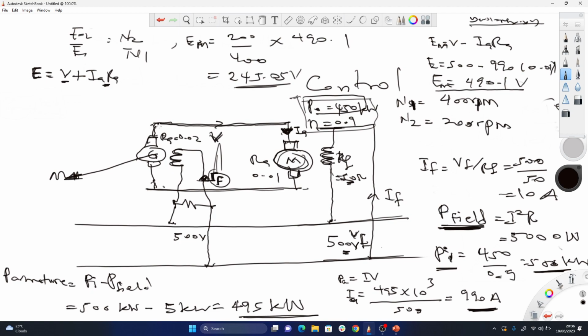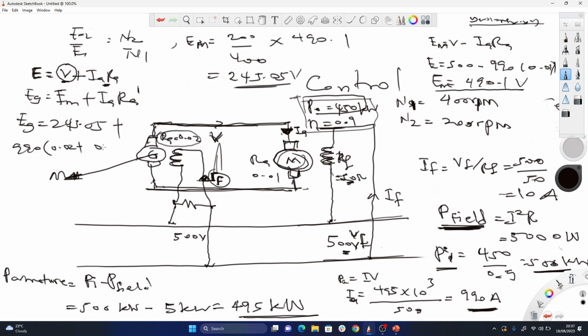This generator here is directly coupled to the motor. So the V of the generator is what is giving us the back EMF of the motor. I can write an equation as E of the generator is equal to the EMF of the motor plus IA RA prime, because the generator supply goes through its own armature and is supplying this motor. So the armature of the motor will also have an effect on the total resistance. So EG, which is the excitation of the generator, is equal to EM, 245.05, plus IA, which was 990, times total resistance 0.02 plus 0.01.